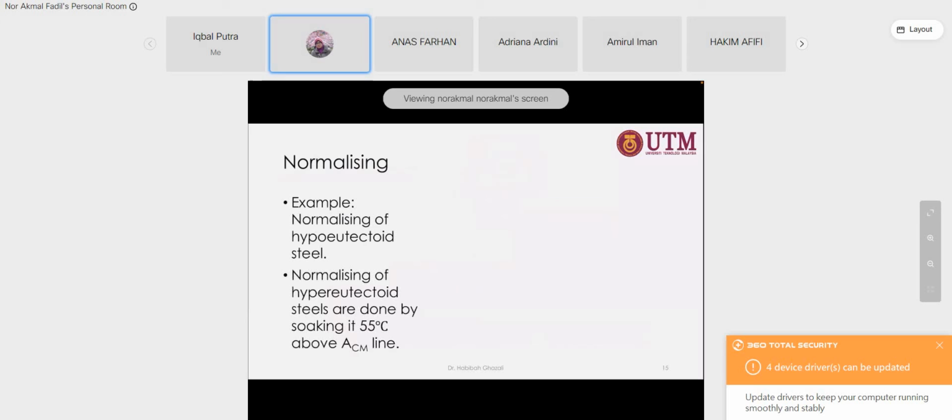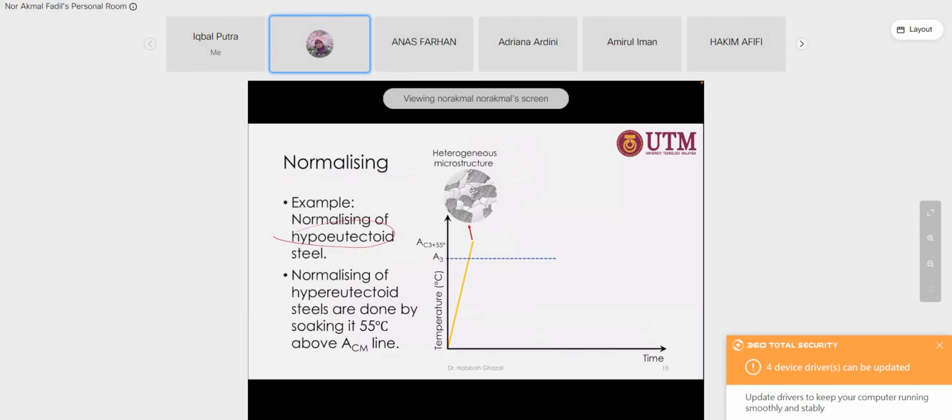Okay, example of hypoeutectoid steel. Again, you refer to the phase diagram. What is the temperature for the normalizing of this steel? We heat above the A3 line, the AC3 line. Right, this is our microstructure, and after soaking, it will become austenite. Okay, and then slow cool.